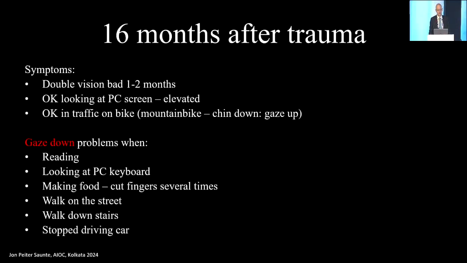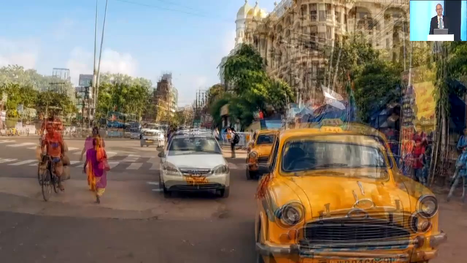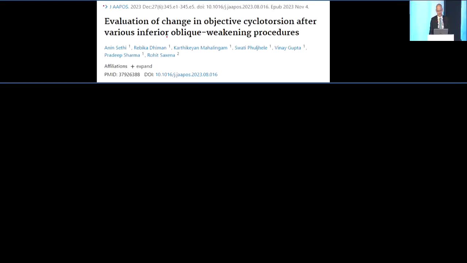Reading is a problem, walking, making food. She cuts her hands when she's cooking. And this is why she doesn't drive a car anymore. So her life, the world is twisted for her. When she reads at the top of the screen, everything is fine. When she looks down, this happens. So she has a torsion in down gaze.